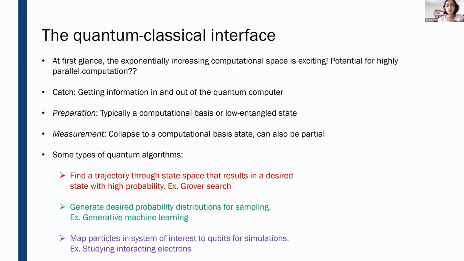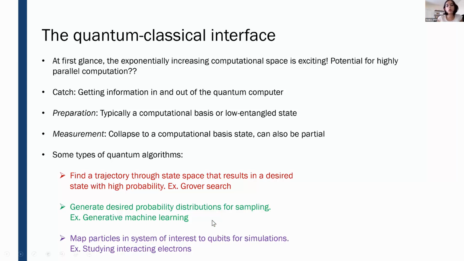And so, with this basic description of the basic unit of quantum information, what happens when you entangle them, and the restrictions on getting information in and out of the quantum computer, what are some kinds of quantum algorithms? So for instance, Grover's search is basically a quantum algorithm that finds a trajectory through this quantum state space that results in a desired state with high probability. So that's one way of thinking about quantum algorithms, that you're traveling through Hilbert space, trying to get to a desired computational basis state in that space.